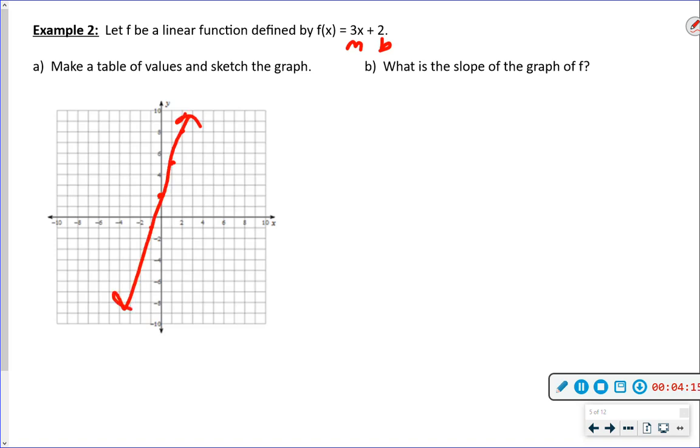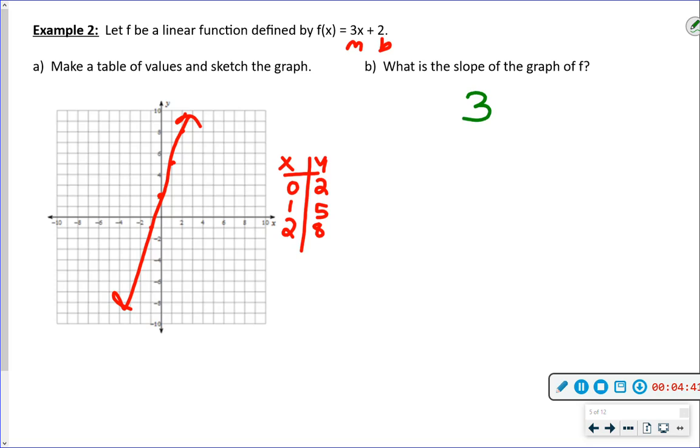Pretend that's straight. Now, if you like the table of values, pick any numbers you want, plug them in. 3 times 0, 0, plus 2. 3 times 1, 3. 3 times 2, 6, plus 2. Plot it, draw it. I personally find that obnoxious. All right, easy question. I love B. What's the slope of the graph? 3. That was hardly worth writing.